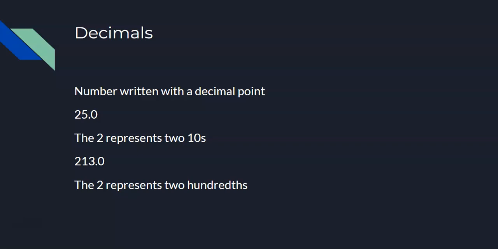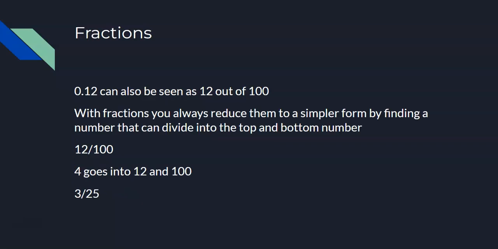So 25.0. That 2 there represents 2 tens. Or 213.0. That 2 represents 2 hundredths. When we're looking at fractions, 0.12 can also be seen as a fraction. It can be seen as 12 out of 100.